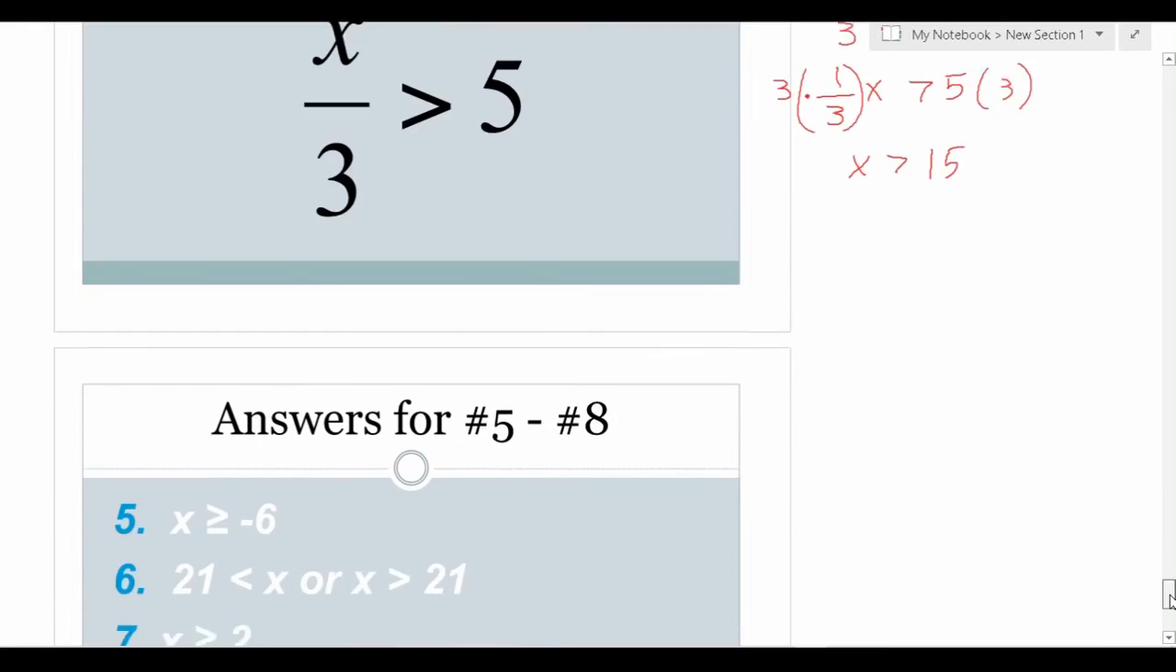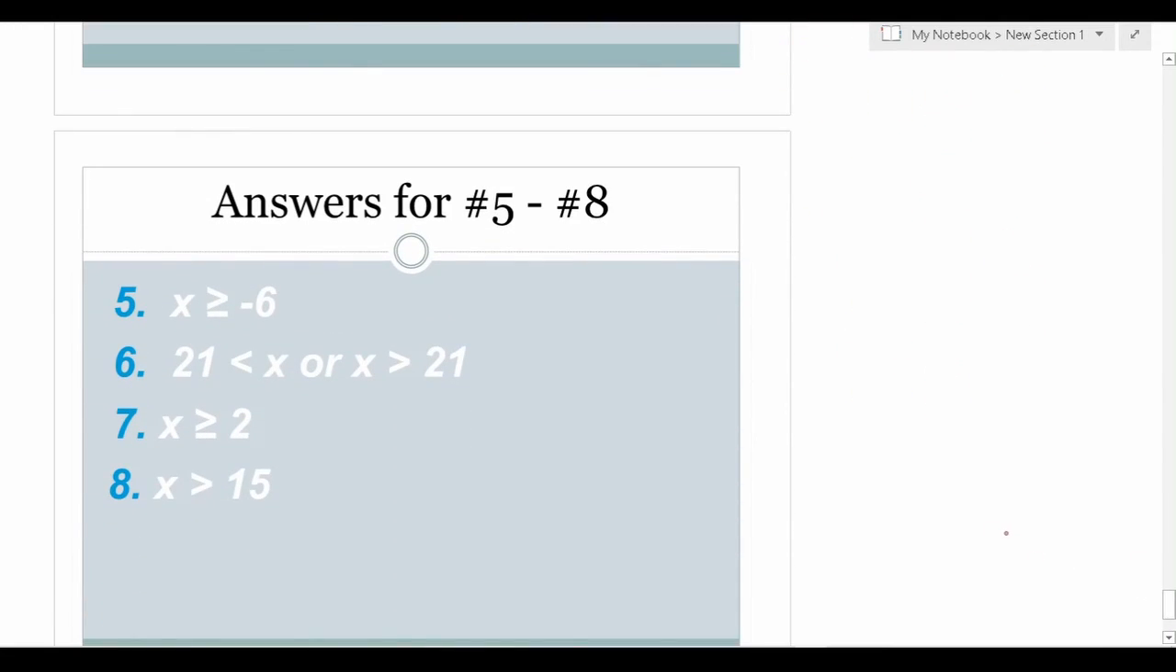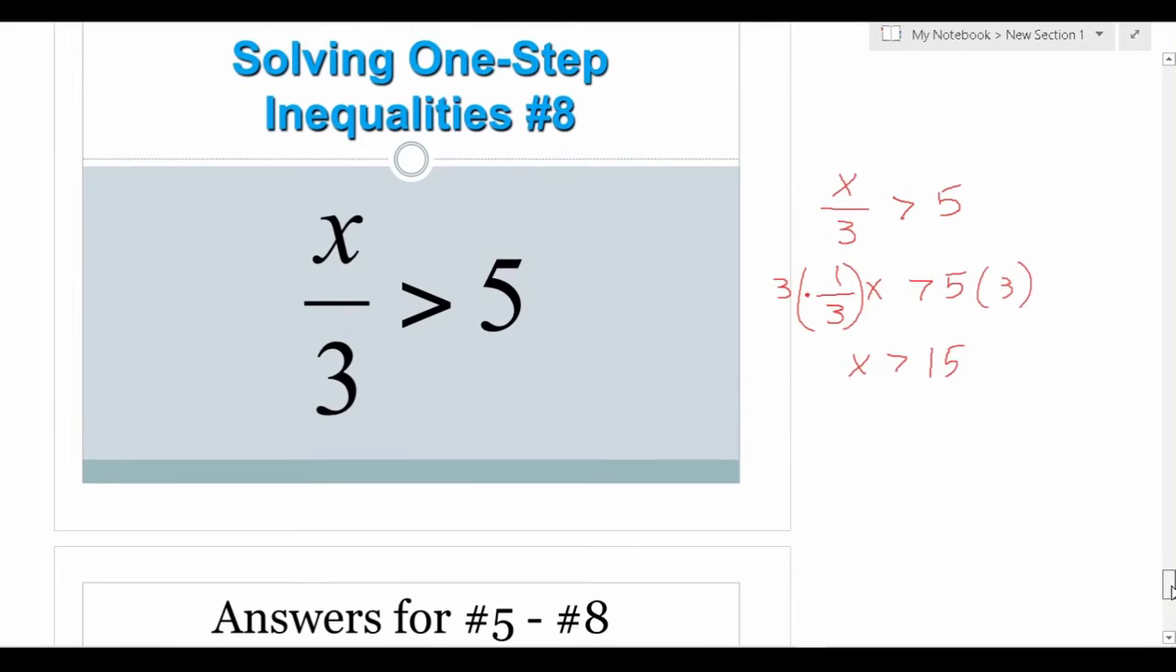Okay? So if you wanted to check your work, we have 5x is greater than or equal to negative 6. x is greater than 21. x is greater than or equal to 2. And x is greater than 15.